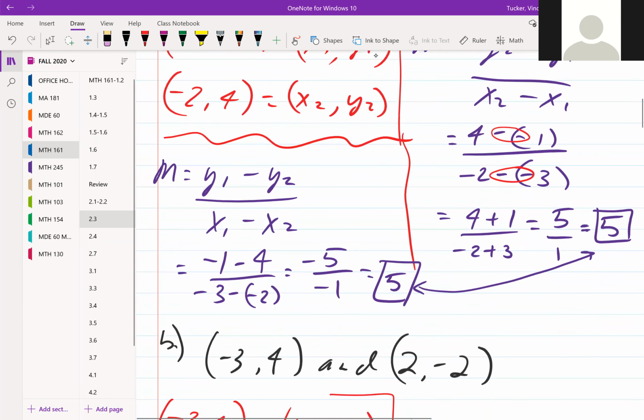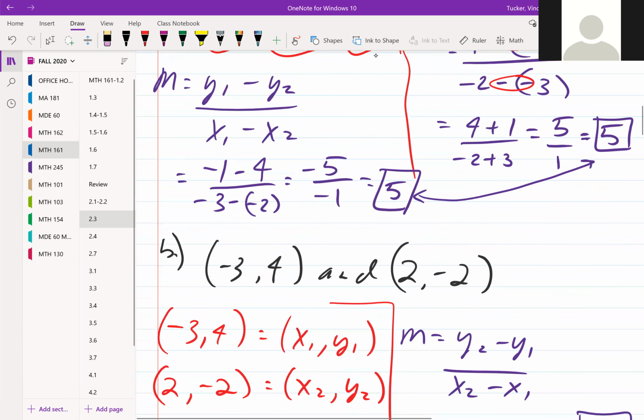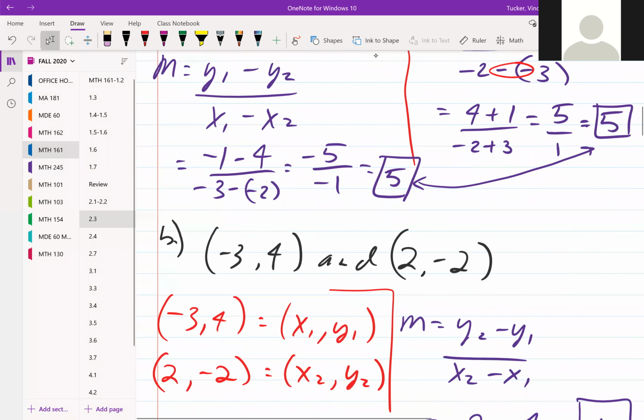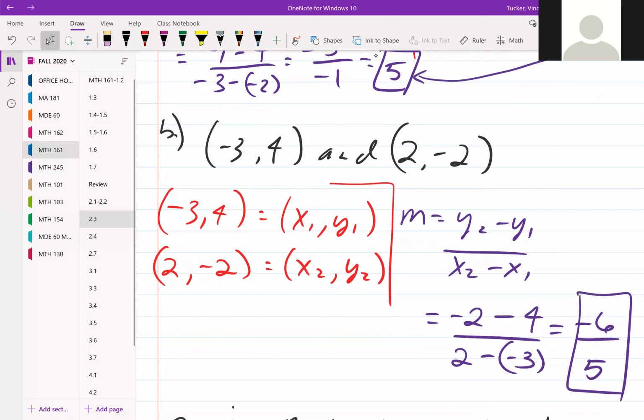All right, so the next one: -3, 4, 2, -2. So plug in the values. Y2 is -2, y1 is 4, x2 is 2, and x1 is -3, excuse me. And that'll give us -6 over 5.